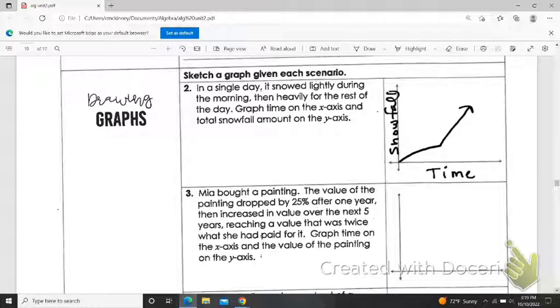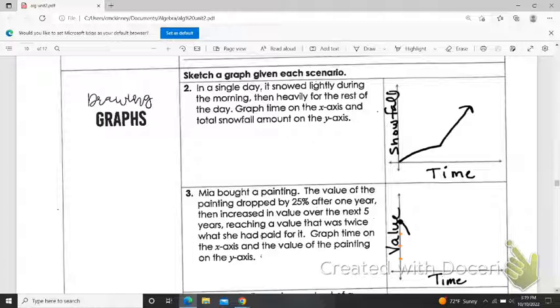So here we have Mia buying a painting, and across our x-axis is time again, and then here is the value of the painting. Now, we don't really know how much she bought it for. We'll just pick a spot. I'll just pick right here. Okay, this is at 0 days of ownership. But then it dropped 25%. So 25% would be 1/4 of that value. So I'm kind of estimating there's about a half, and then those would be my fourths. So it dropped 1/4 of that. So then it went from here to here that first year.